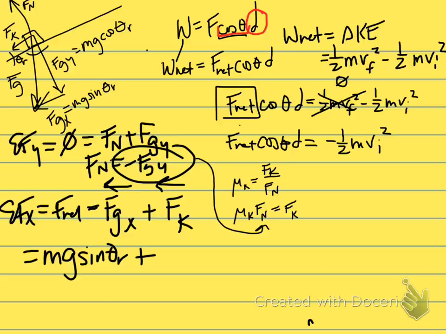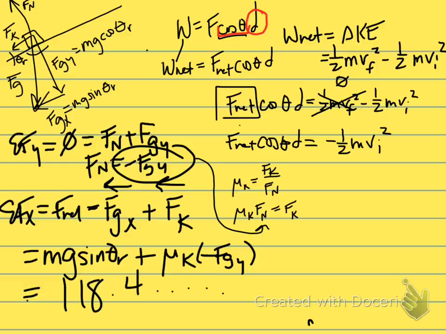Okay, so what we end up with, well, here, mu k times negative F of gy. Okay, so that's our friction force, and the raw net force that we get, shoot, I don't have it on here. It's 118.4 something, is that correct? Yeah. Okay. And of course that's newtons.